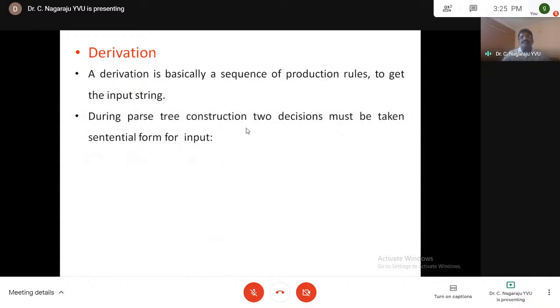During the parse tree construction, two decisions must be taken on the sentential form of the input. Depending upon the input sentence only, we have to construct the parse tree. The first one is which non-terminal should be replaced. This is very, very important. So you have to identify which non-terminal should be replaced.